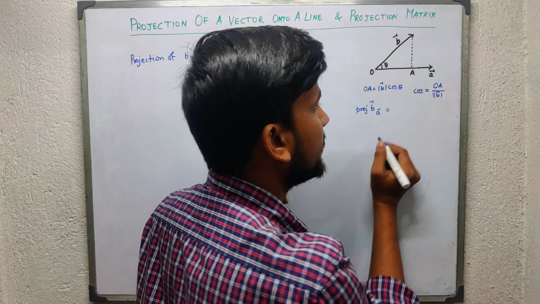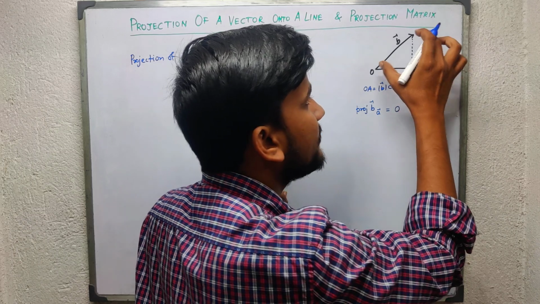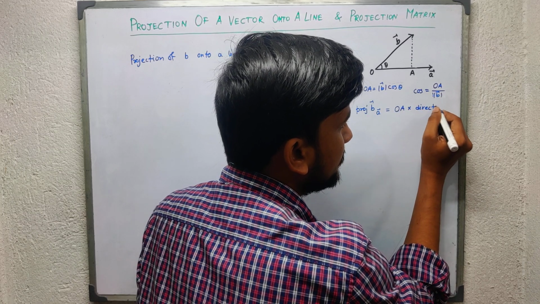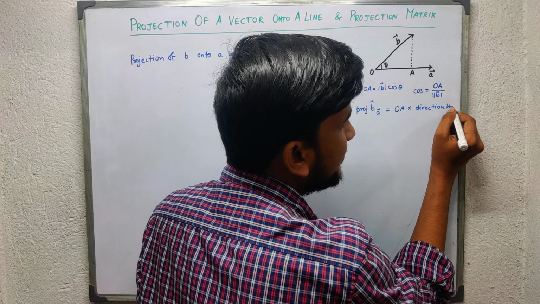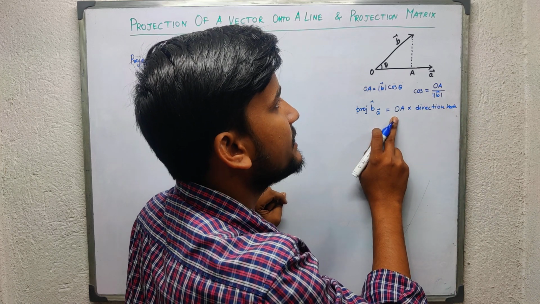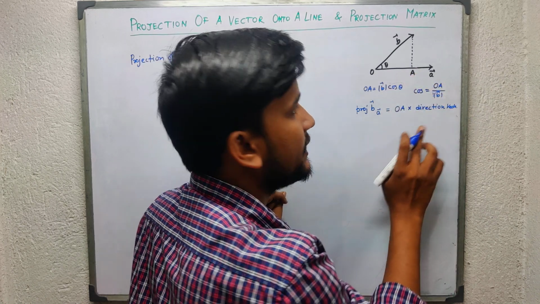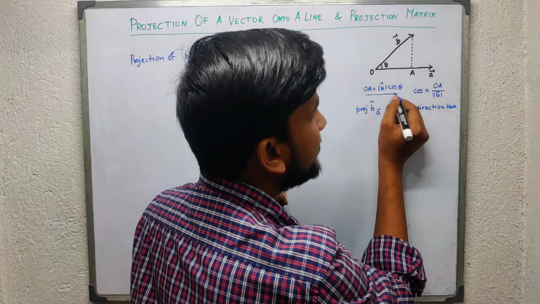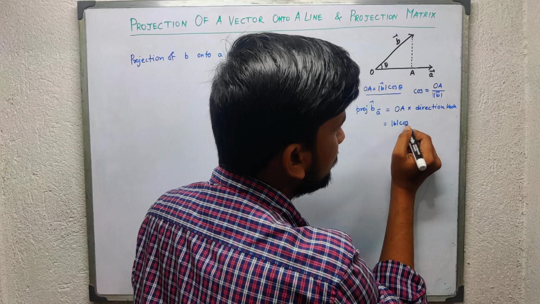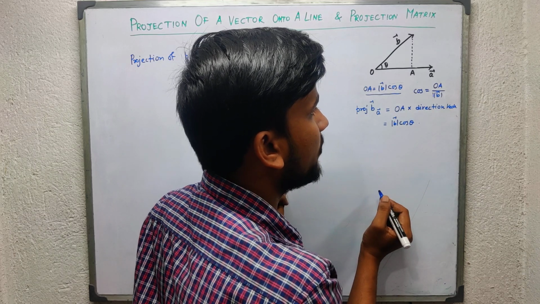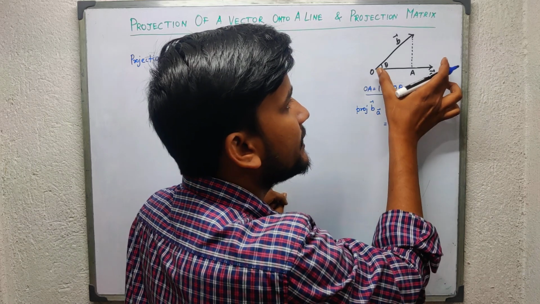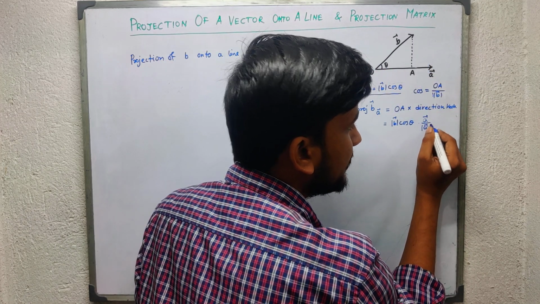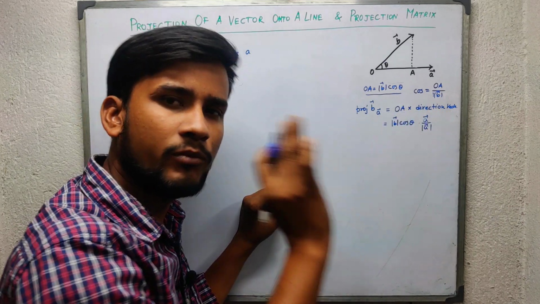So this is equal to OA, the value of the vector OA, into the direction vector. Since OA is the image, it is OA into the direction vector. Now OA equals mod of b into cos theta, and the direction vector means, this a is the direction vector, so we write a by mod of a. This is the unit direction vector.